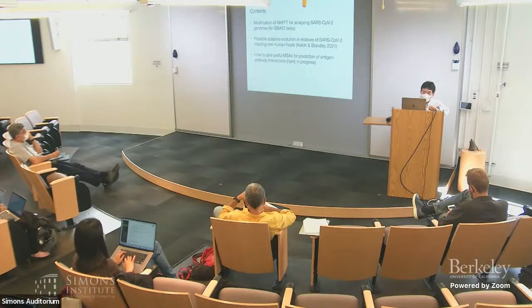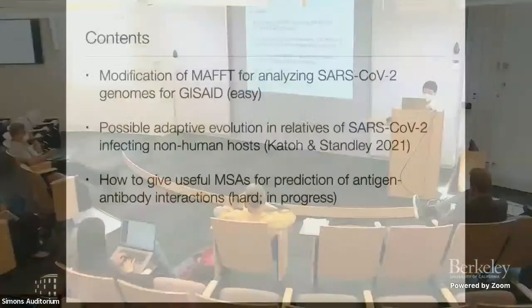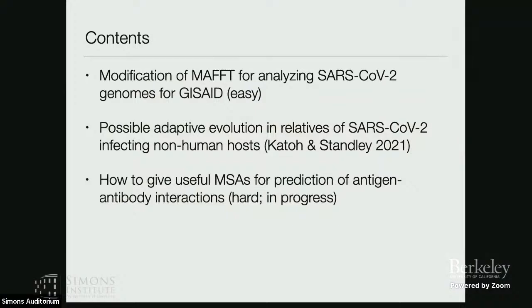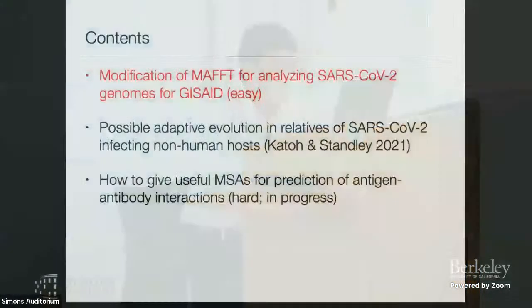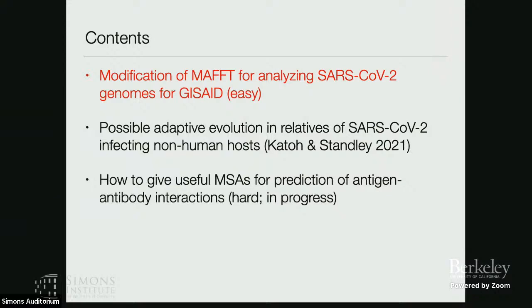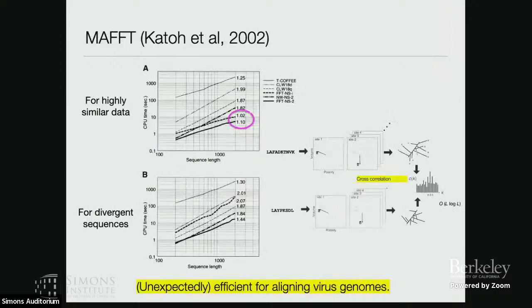Three topics, which are somewhat related to each other. The first and second problems motivated us to tackle the third problem, MSA for prediction of antibody-antigen interactions. This problem is the hardest and today's main topic. The first topic is about our support for sequence analysis of coronavirus, especially for the GISAID database. Actually, this is an easy problem, and the changes we made were not heavy.